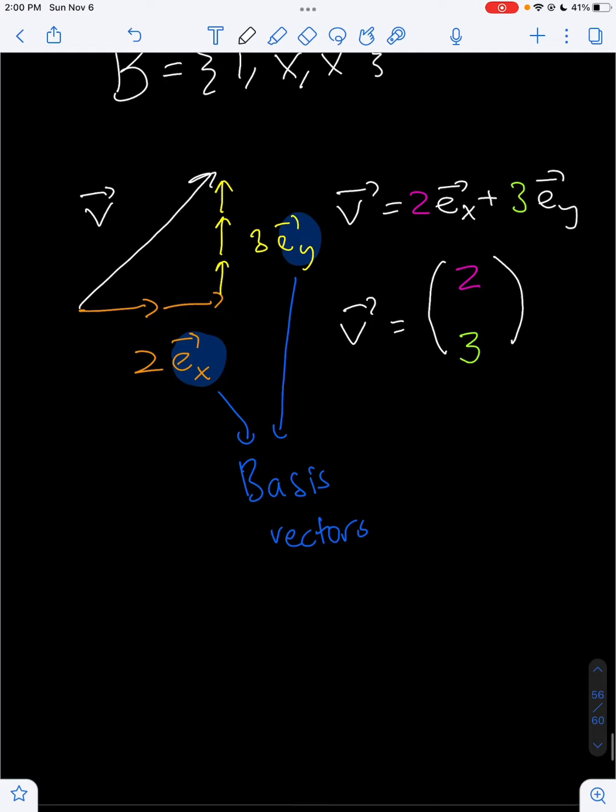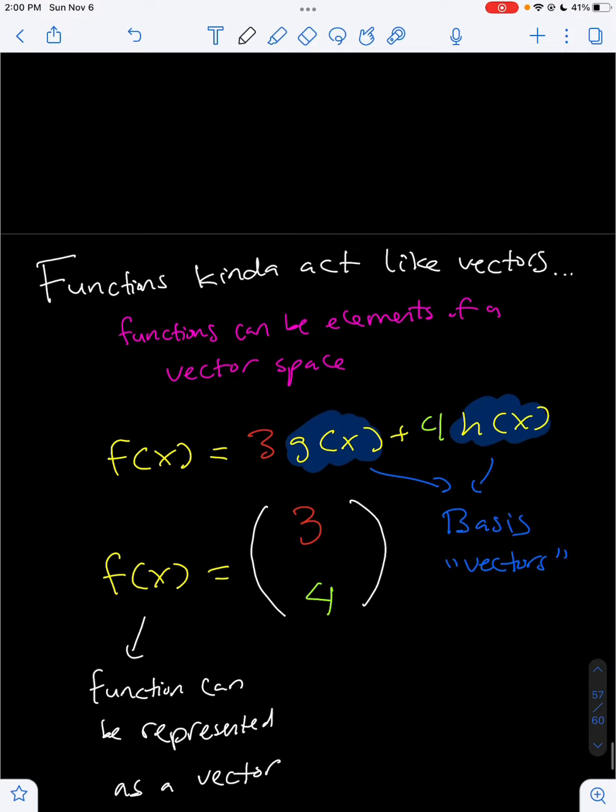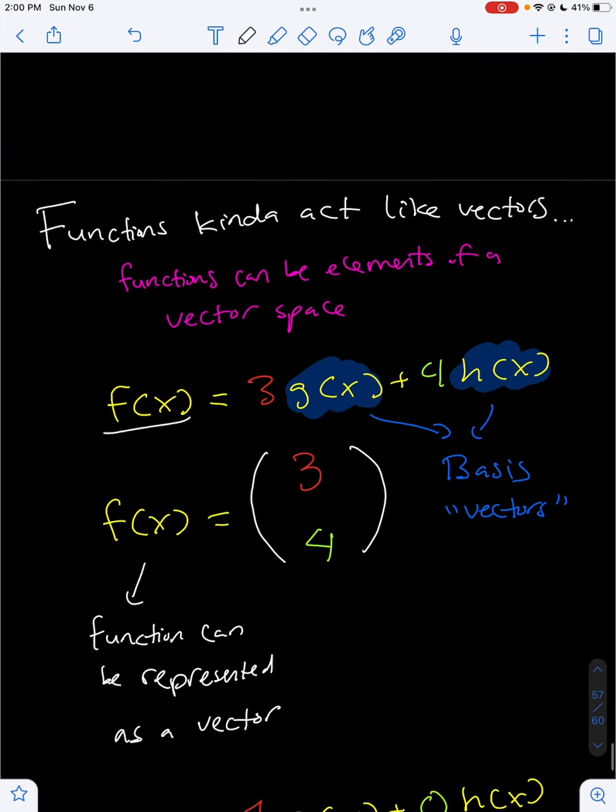Now functions also kind of act like vectors. In fact, you can say that a function can be an element of a vector space. So we can write a function like f of x as, say, 3g of x plus 4h of x, where g of x and h of x are like basis functions. And then we can write f of x as a column matrix where the entries are 3 and 4, which are the components in front of our basis functions, which sort of serve as basis vectors for our function.